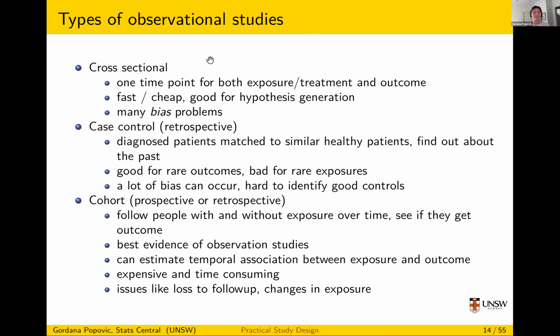And I guess there's different ways of grouping these, but this is what I've gone with. So cross-sectional means you go out and you collect a random sample of, say, people. You're interested in how smoking relates to their blood pressure. And you go and you find some people and you ask them if they smoke, and you measure their blood pressure on the same day, at the same time.